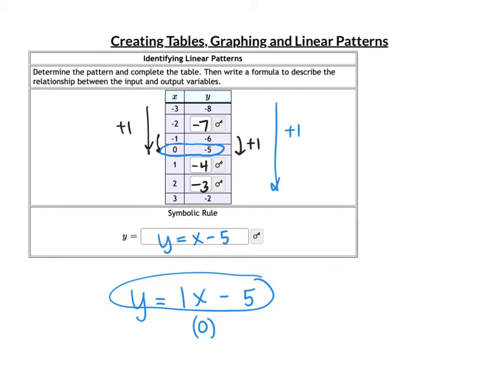And if I plug in another value, like this one, 3, negative 2, y equals 3 minus 5. When I plug in 3 for x, notice that I get negative 2. This was the x, and this was the y.